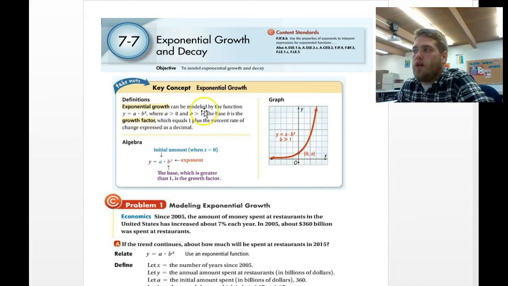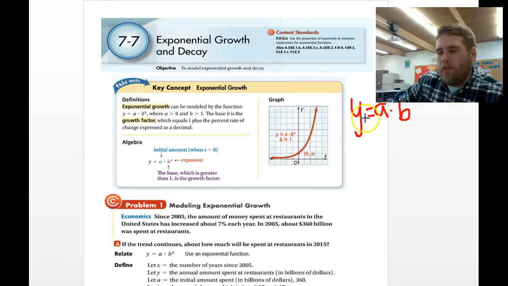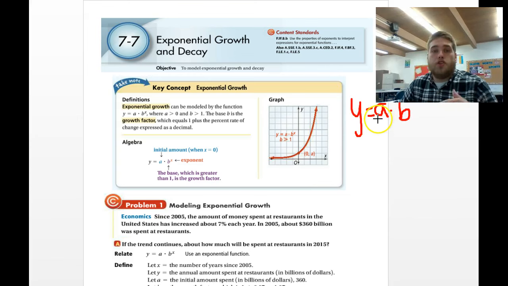Exponential growth can be modeled by the function y equals a times b to the x. We talked about this on block day. The function we really care about is y equals a times b to the x, where a is your initial value, b is your growth rate, for exponential growth or exponential decay, and x is the exponent.